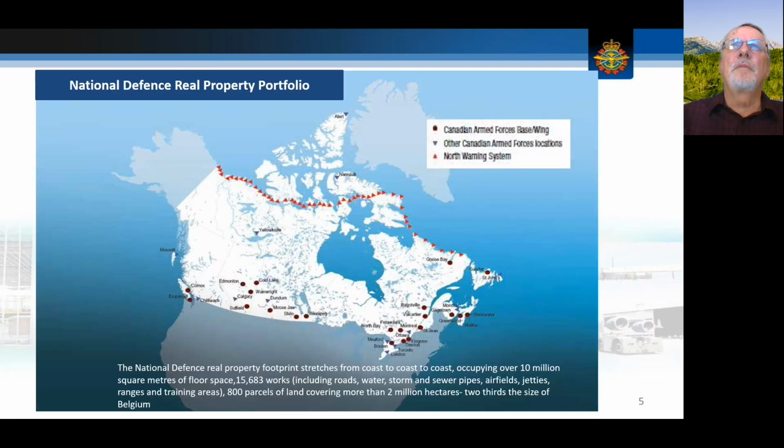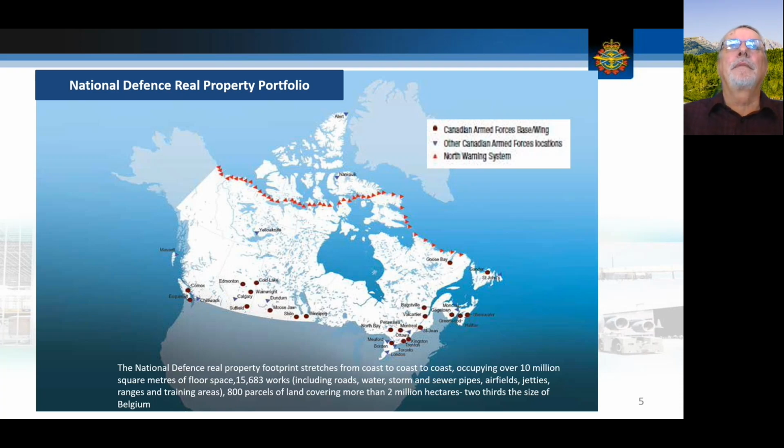This is what our portfolio looks like across the country. If you look at it on a map, it stretches from coast to coast to coast. We have over 10 million square feet of floor space, 15,600 some works. And those works include civil works like roads, water, storm, sewer pipes, airfield, jetties, ranges, and training areas. 800 parcels of land. Our portfolio is about 2/3 the size of the country of Belgium.